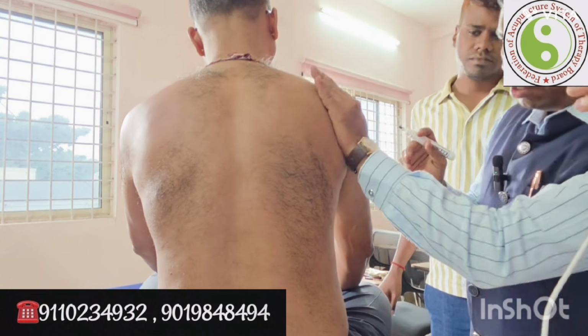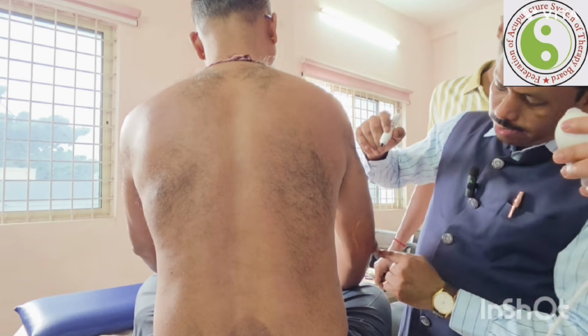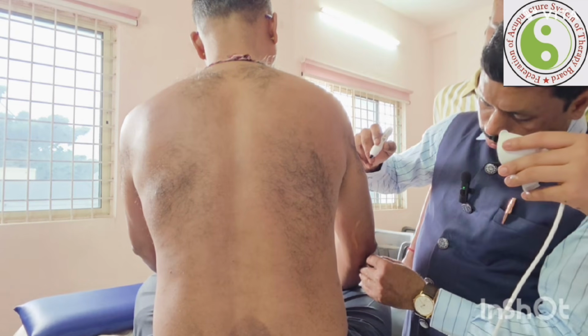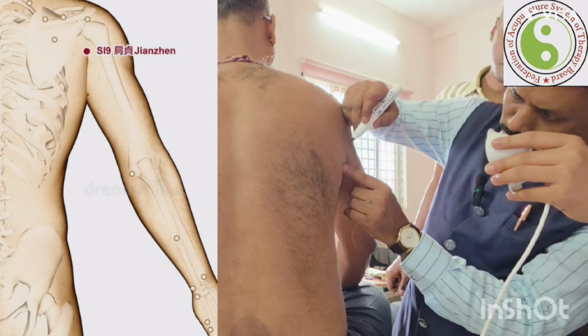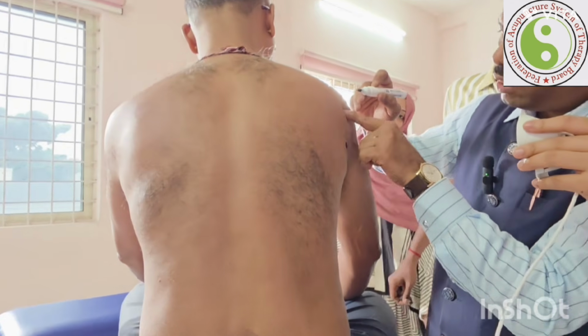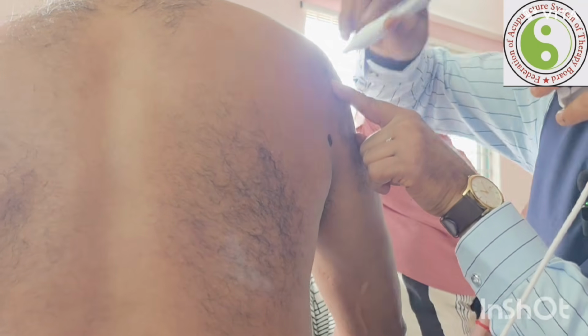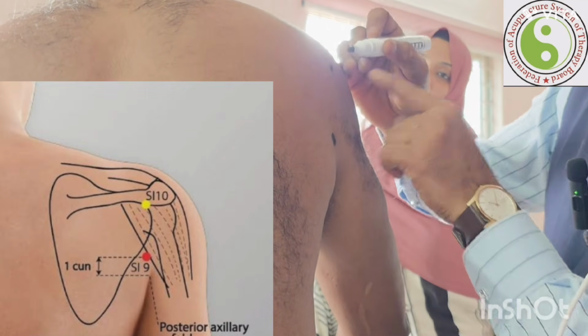Now we draw this point, known as SI9. Where is SI9? This is SI8. Yes, SI9 is one tun proximal to this region. Then come directly; this is the inferior border of the spine of the scapula. SI10, Naoshu. Then Tianzong.